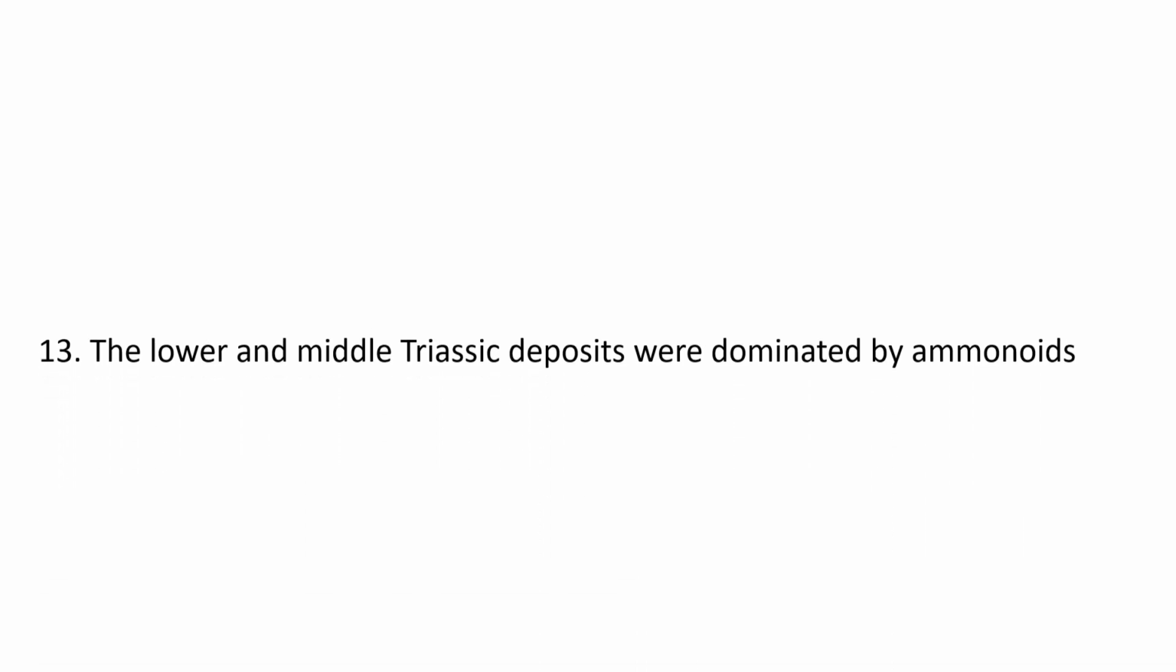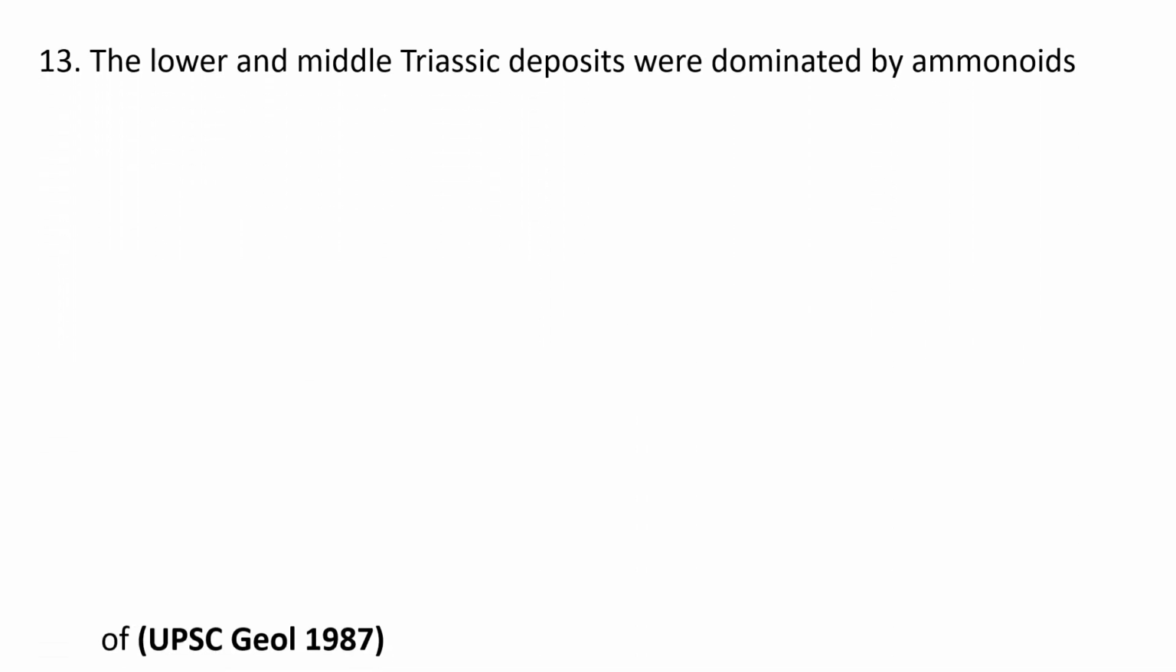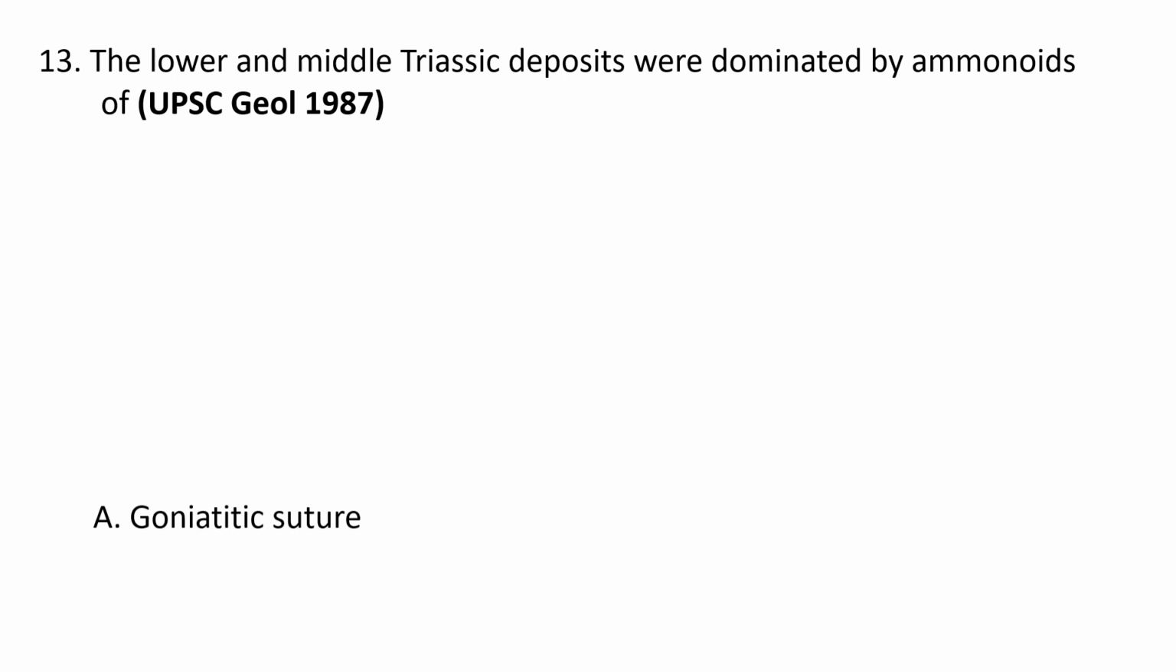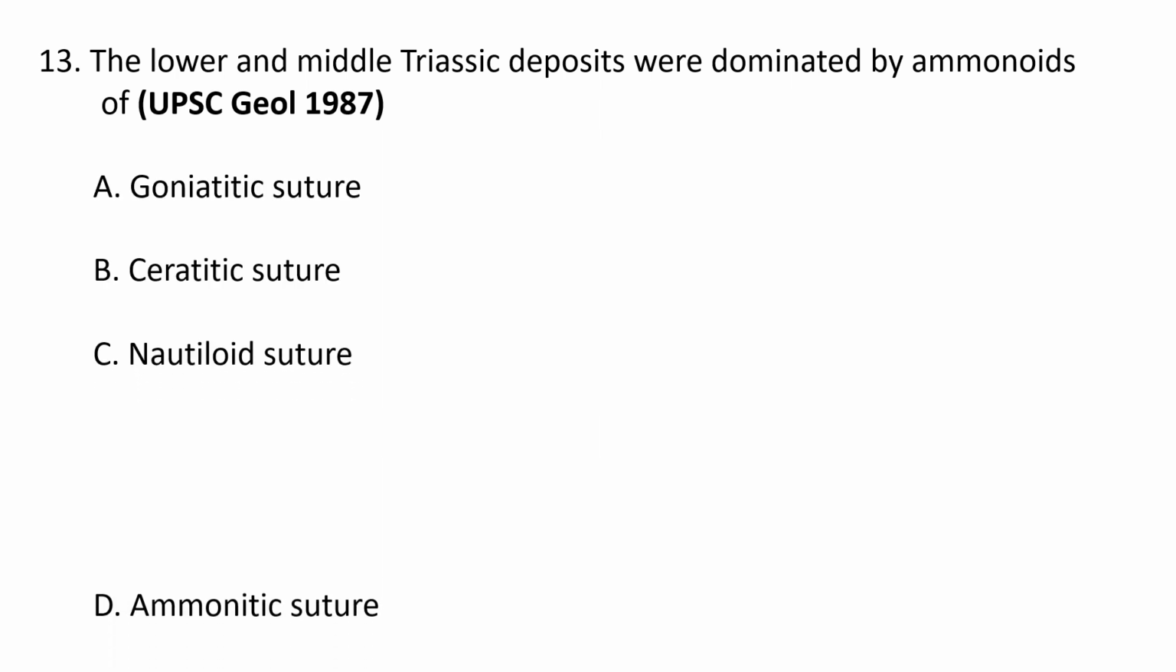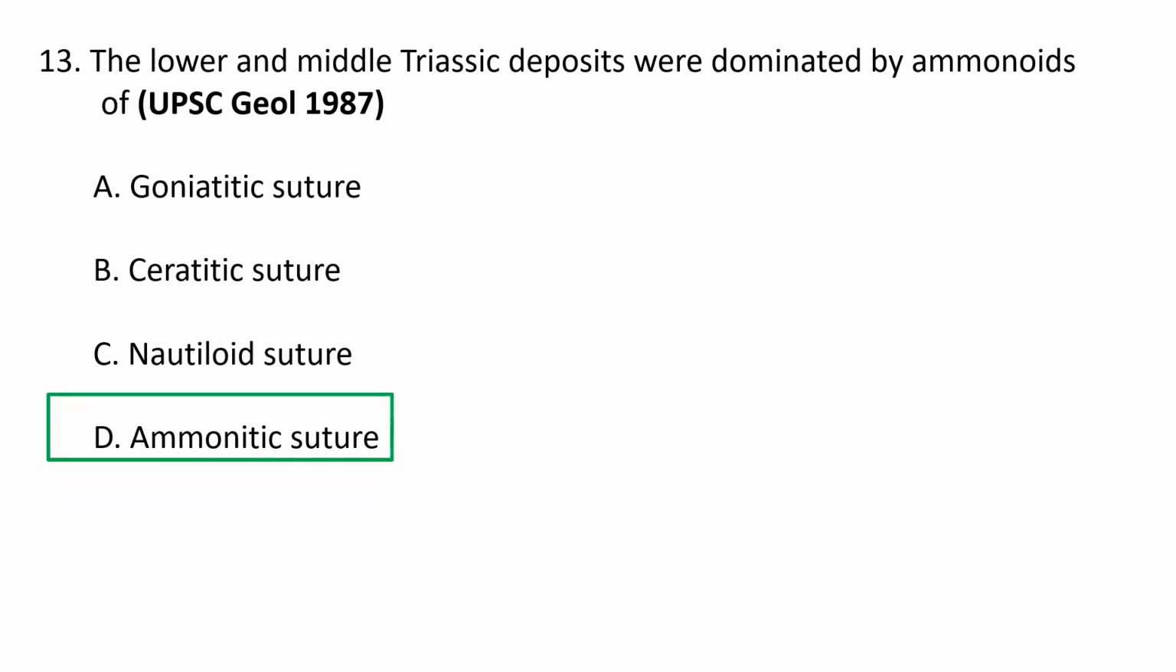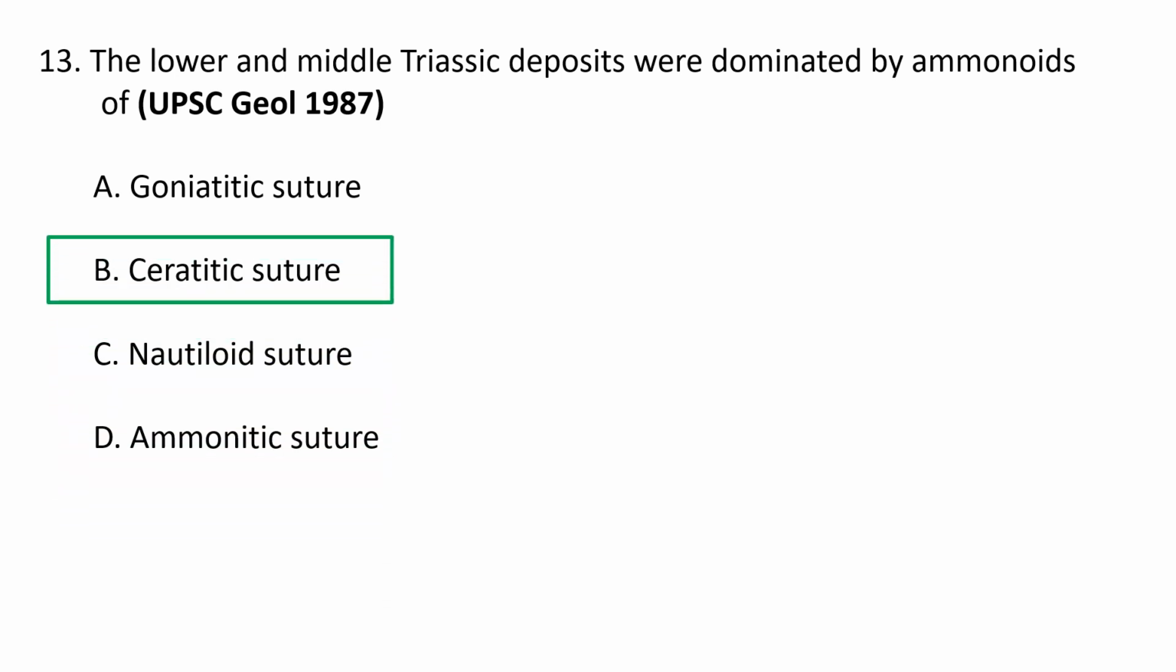Next question. The lower and the middle Triassic deposits were dominated by ammonoids of A. Goniatitic suture, B. Ceratitic suture, C. Nautiloid suture, and D. Ammonitic suture. So the correct answer is ceratitic suture. These typically have smooth saddles and serrate or digitate lobes. So B, ceratitic suture, is the correct answer.